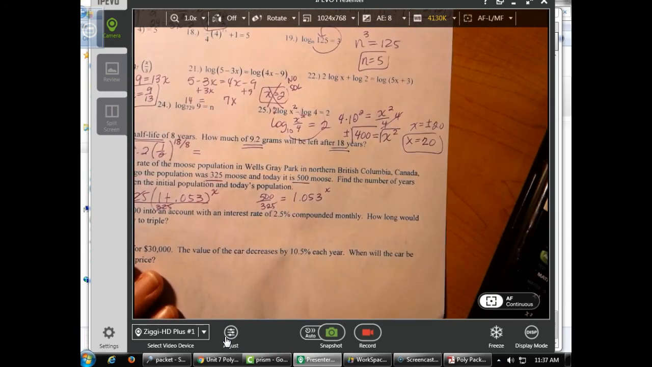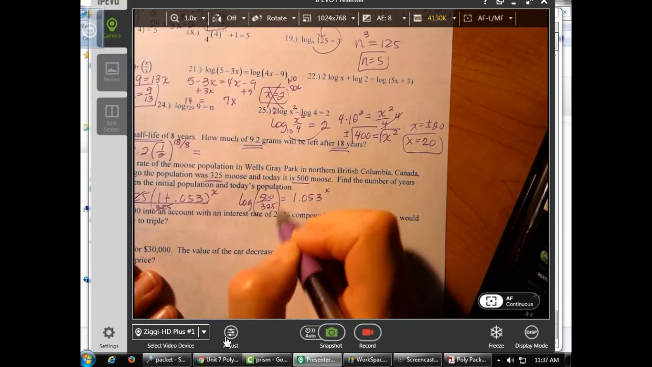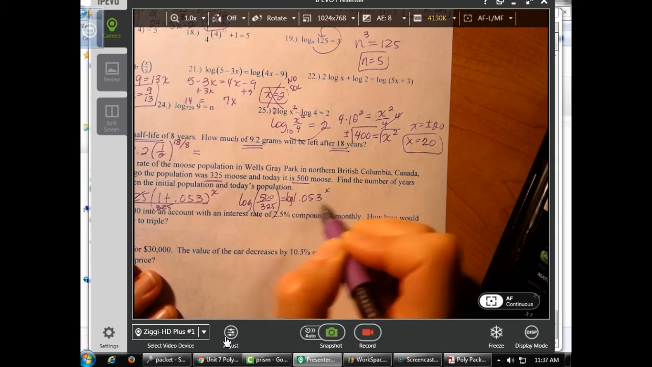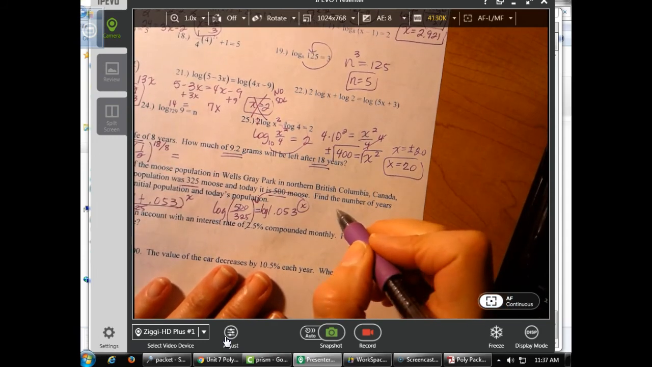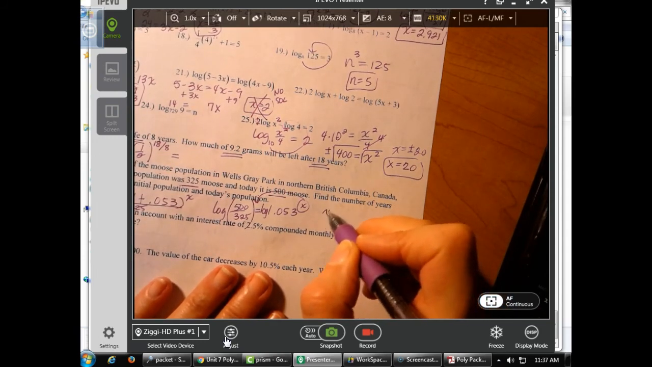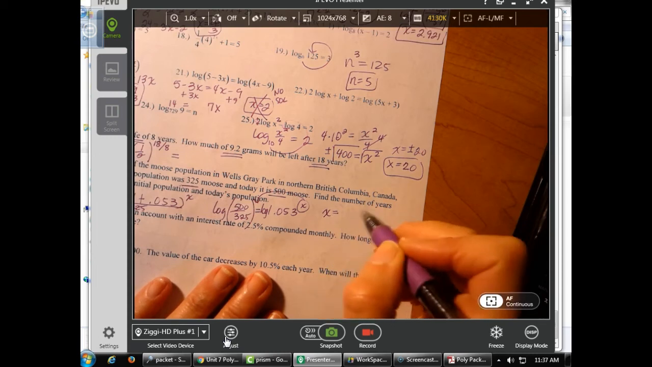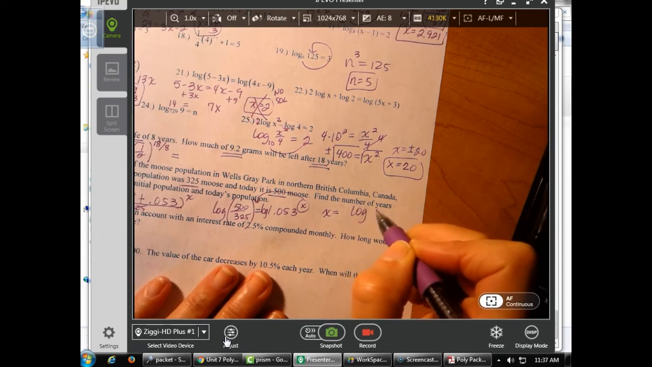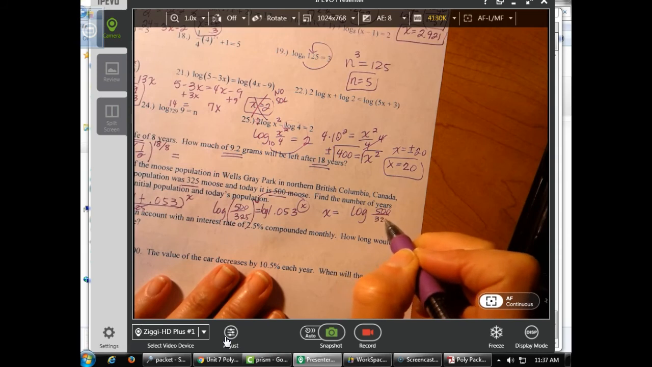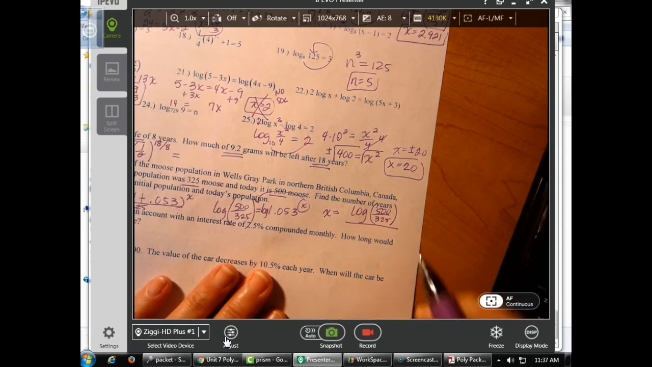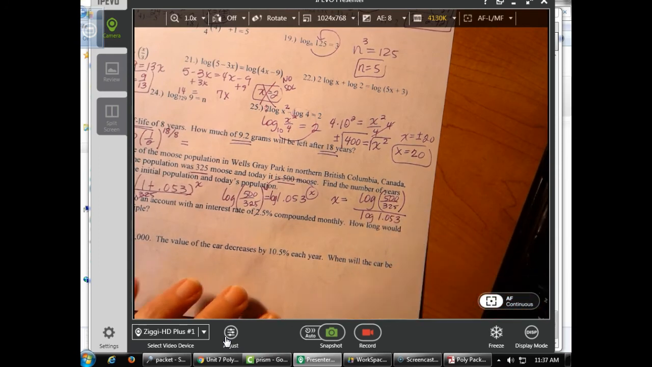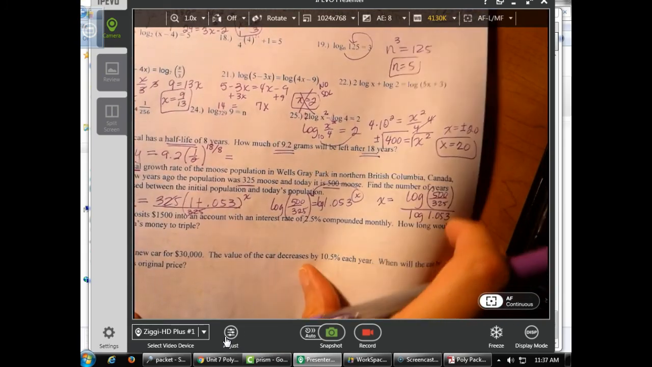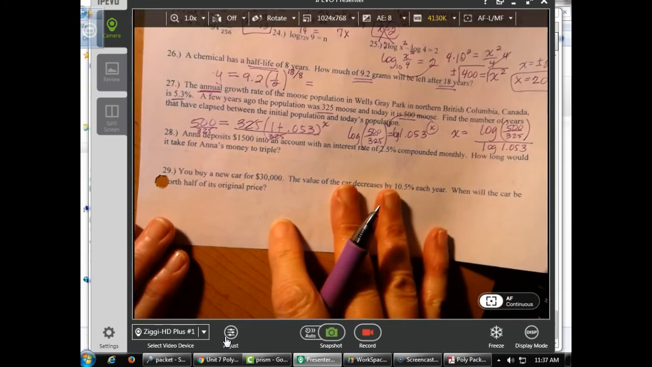Now I take the log of both sides, so the log of all of this is equal to the log of this, and the x will come down front. So I end up with x equal to log, and then it's 500 divided by 325, all that in parentheses, divided by the log of 1.053. Okay, and then you can just do all that in the calculator. All right, number 28, let's set up that one.